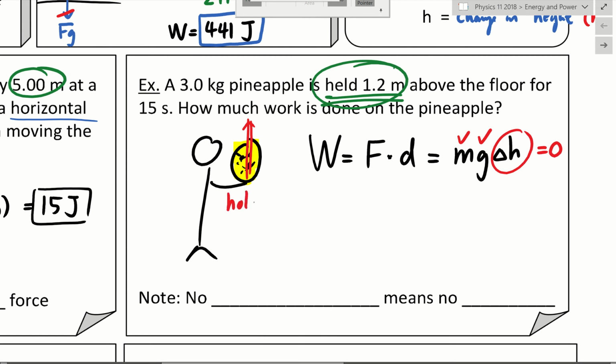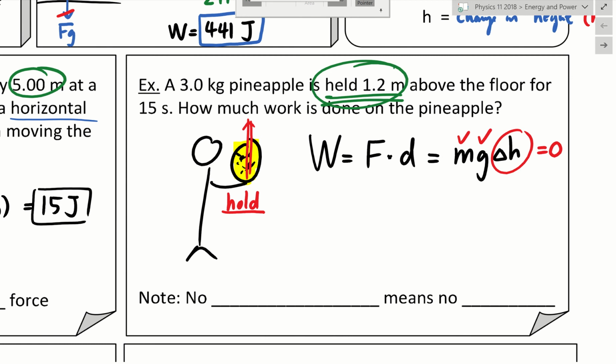Now you might say, Mr. Chang, don't you have to pick it up before you can hold it? Didn't you spend work doing that? Well, no. I can give you the pineapple. I do work. You just hold it. You can just stay there and stick your hand out like this, and then I come in with a pineapple and I say, there you go. So who is picking up the pineapple? I am. So are you doing work? No, you're not. I did work.